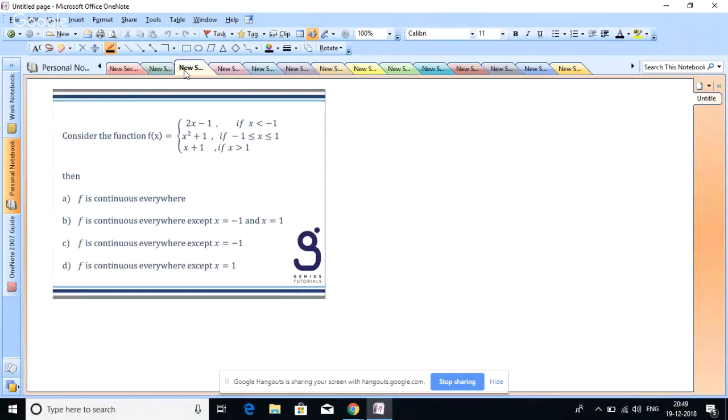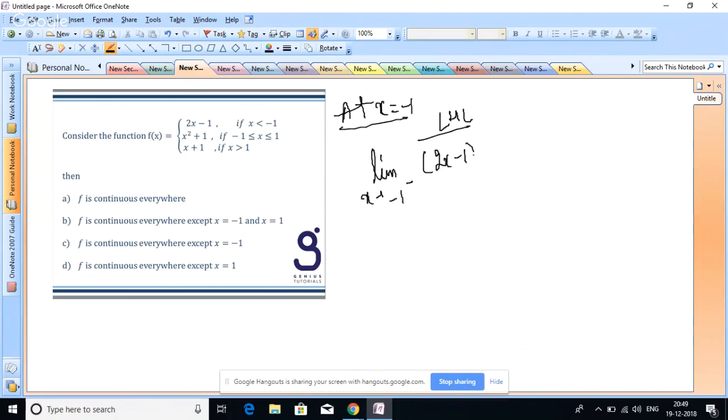Next question is, we have to check the continuity of this. So we have two different methods to solve these types of questions. We can solve it graphically, or we can also solve it by direct method, algebraic method. So let us check it for x is equal to -1. So left hand limit at x equal to -1 will be limit x approaches to -1 minus of 2x minus 1, and its answer would be -3.